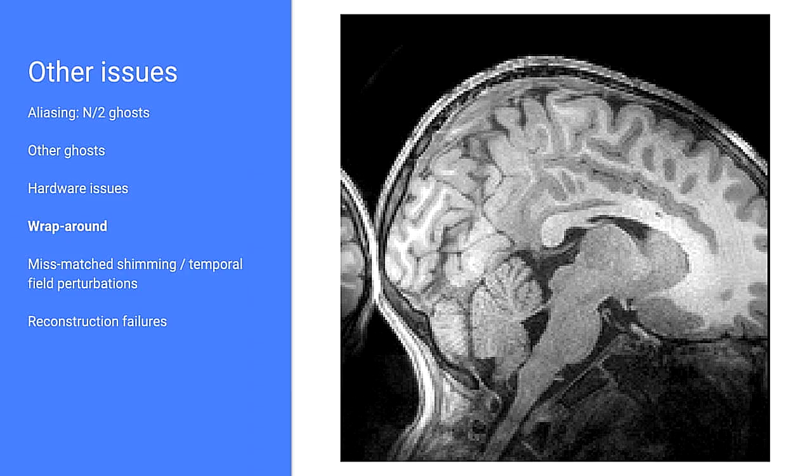Finally, wraparound. So if you don't prescribe correctly the field of view of your data set, you will have the replica of the object coming into the opposite side of the axis. So in this case, you can see how almost the skull is almost overlapping the cortical gray matter in the anterior part of the brain.